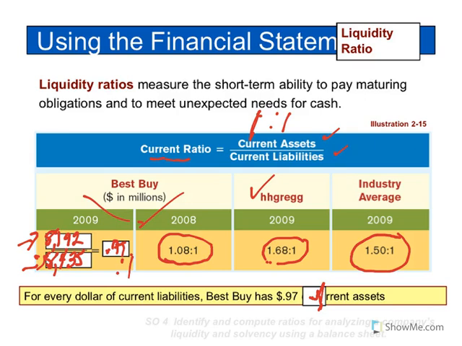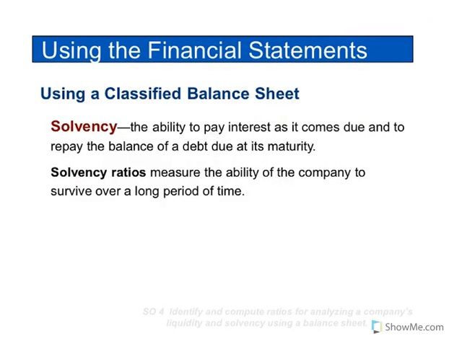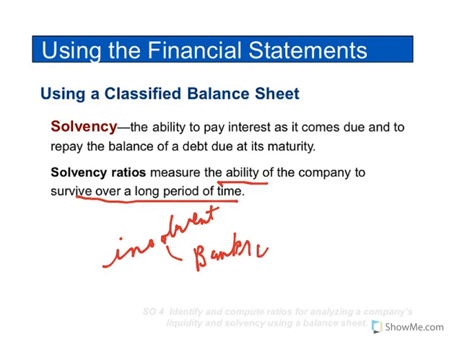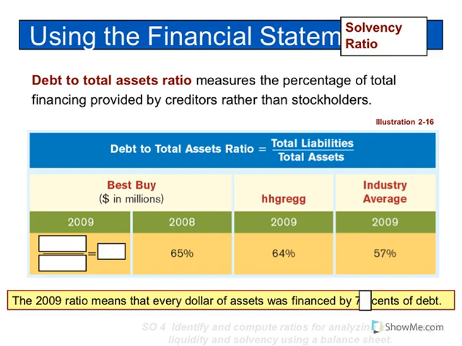Next, we look at solvency. And using the balance sheet again, solvency is the ability to pay the interest on your debt as your debt comes due. Now this is long-term debt. Solvency ratio measures the ability of the company to survive over a long period of time. If you're insolvent, that means you are bankrupt. So, of course, you don't want to do business with a company that's going to be looking at bankruptcy possibly in the future, and this is why you look at the solvency ratios.